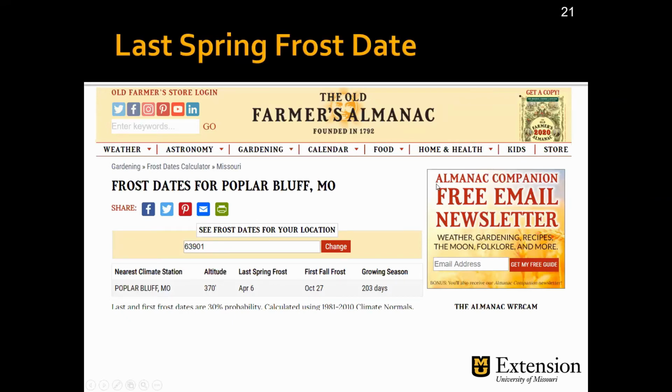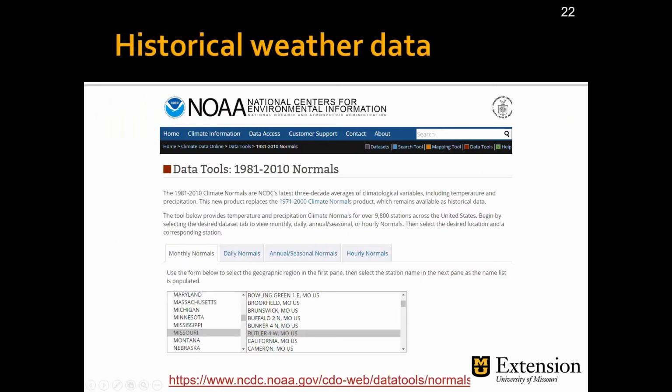Looking at historical weather data, how do you know if you're going to have enough rain or if you're going to need supplemental irrigation? I like to look at this weather data. I already shared this link with you earlier. You see here you have the word normals instead of averages. A normal is just a calculation based on 30 years of data. That's what normals mean. That's why it doesn't have the word average there.